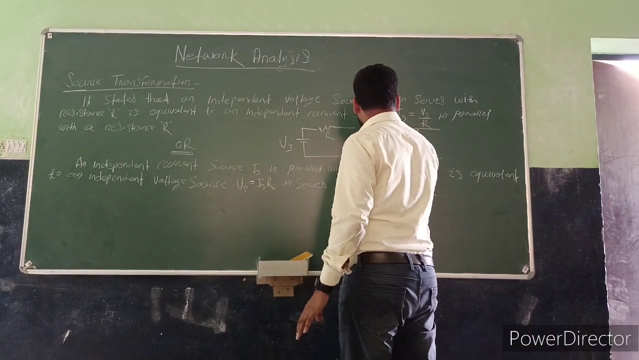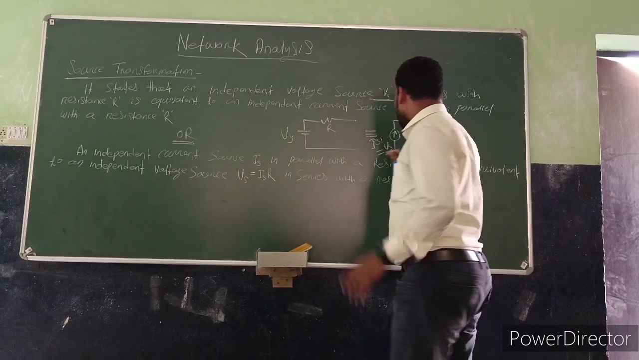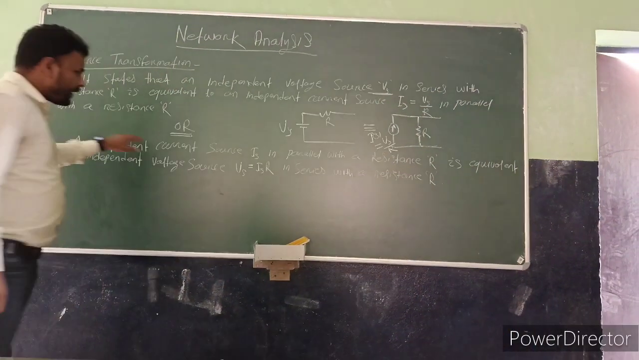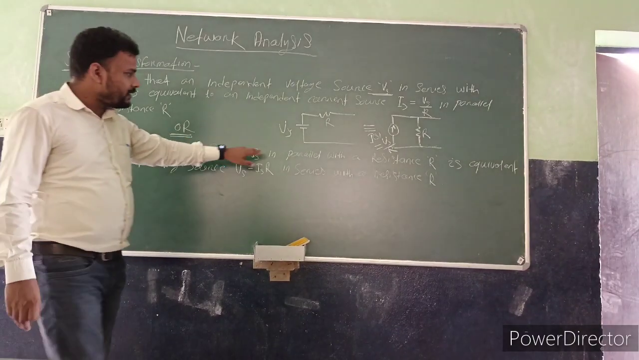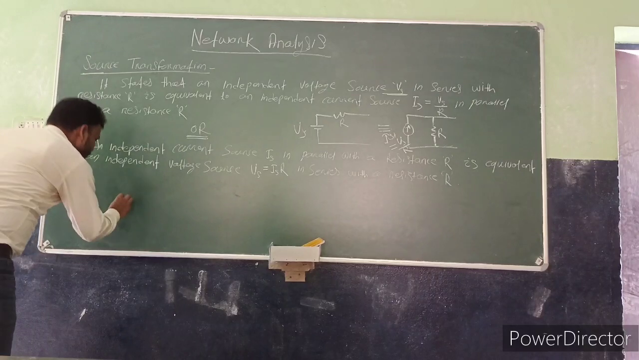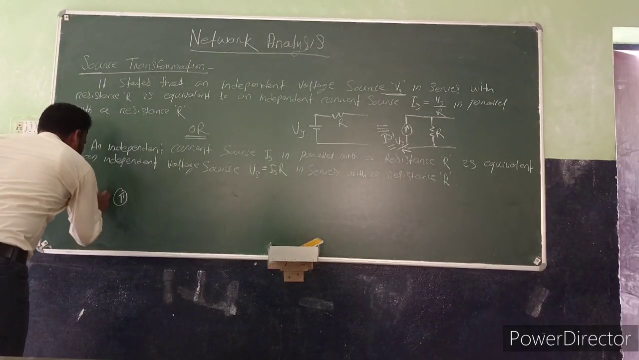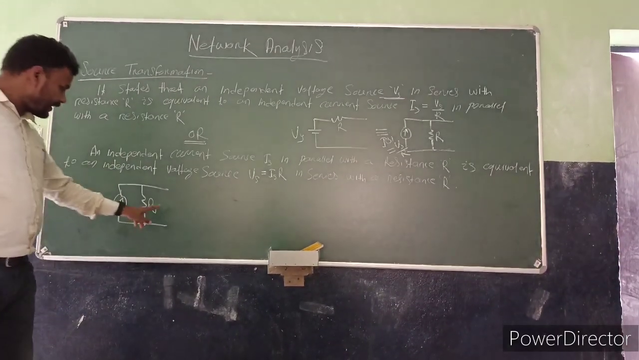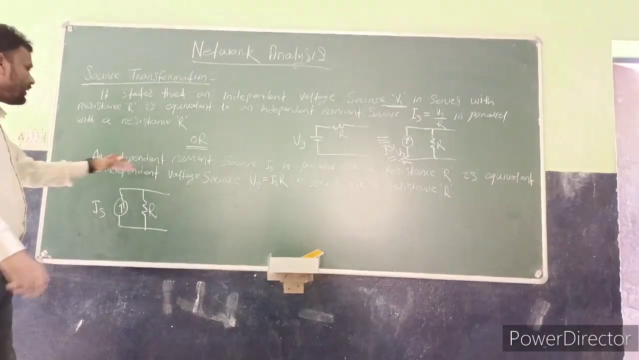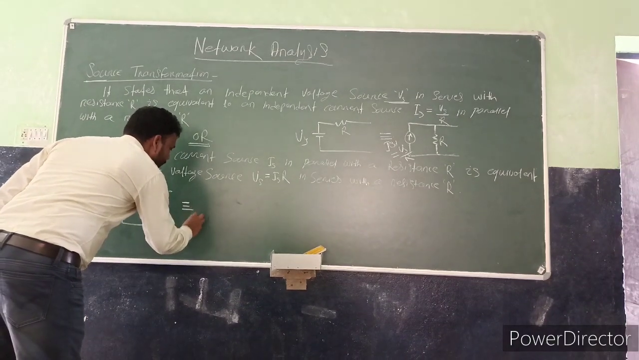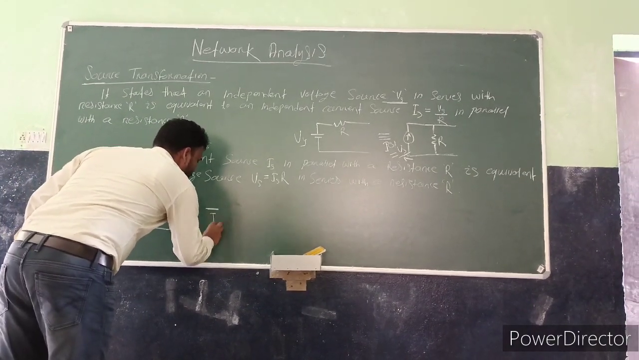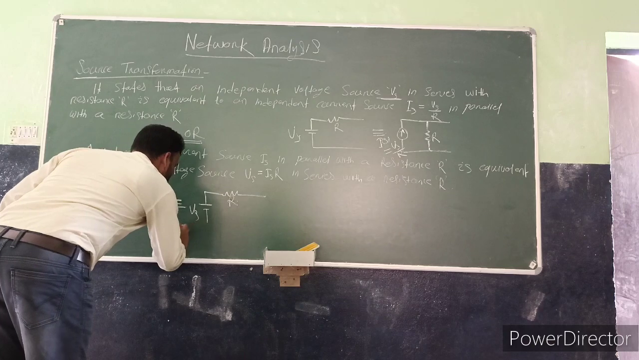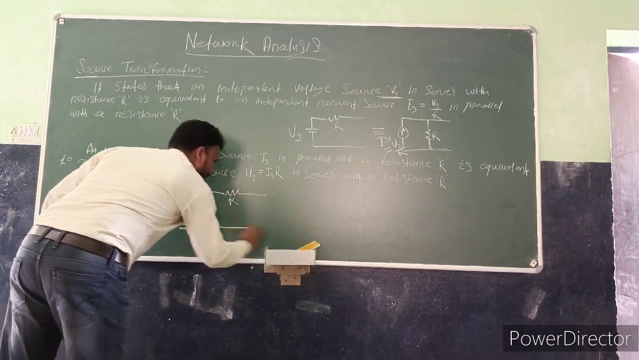This Is equals Vs by R. Similarly, an independent current source Is in parallel with a resistance R is equivalent to an independent voltage source Vs in series with a resistance R, where Vs equals Is into R.